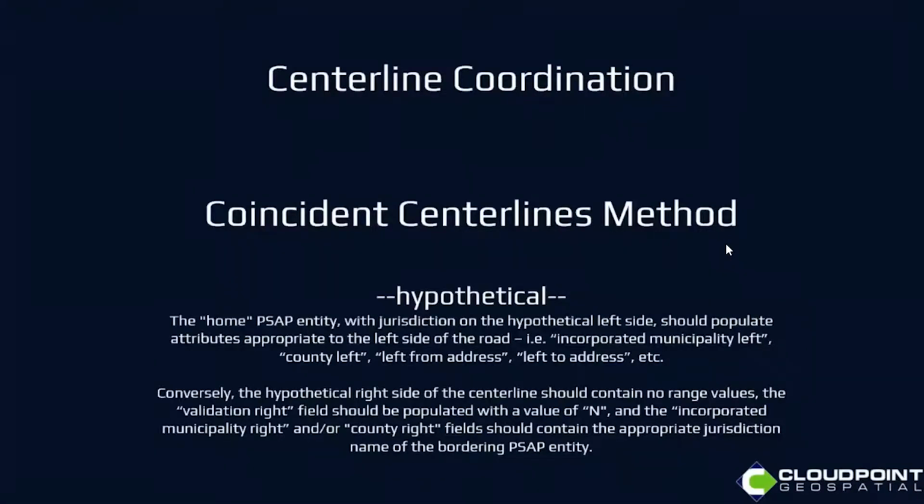So in this hypothetical situation, if the geometry in our road center line is identical between bordering PSAPs, and the geometry is stacked, so identical between those two, and it runs along our provisioning and PSAP boundary, the next thing we need to turn to is what attributes these road center lines should have.